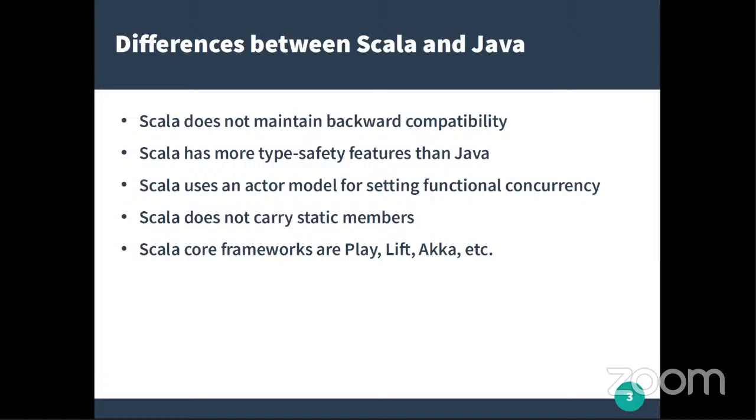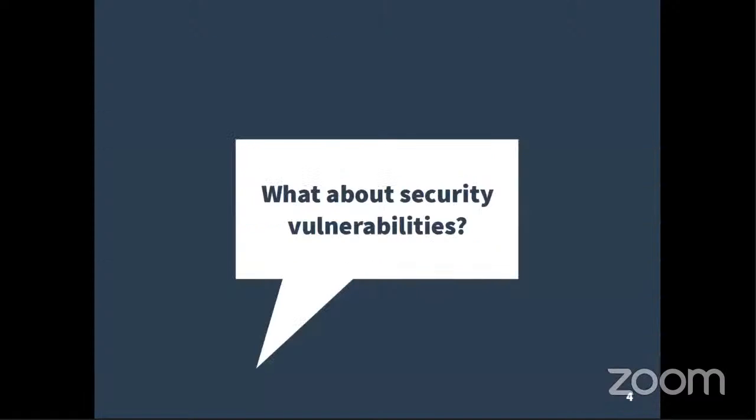Furthermore, Scala has more type safety features than Java. For instance, Scala contains static types that help to reduce tricky errors during execution time. And it uses the actor model for functional concurrency, whereas Java uses a traditional thread-based model for concurrency. And finally, Scala core frameworks are Play, Lift, Echo, while Java core frameworks are Spring, Struts, Hibernate, and so on.